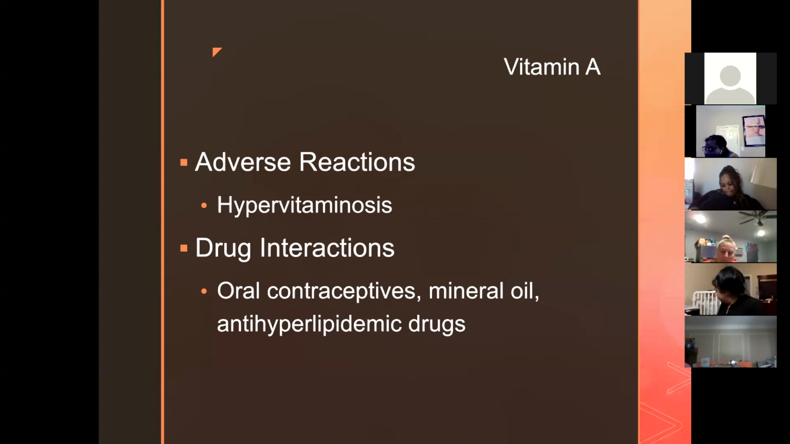I know a lot of ladies will take prenatal vitamins even when they're not in the prenatal way. They just want that extra vitamin. I took them for a long time because they're great vitamins. They really are. But if I was going to take oral contraceptives or anti-hyperlipidemic drugs, then I would have to be very careful with that extra vitamin A. Okay.